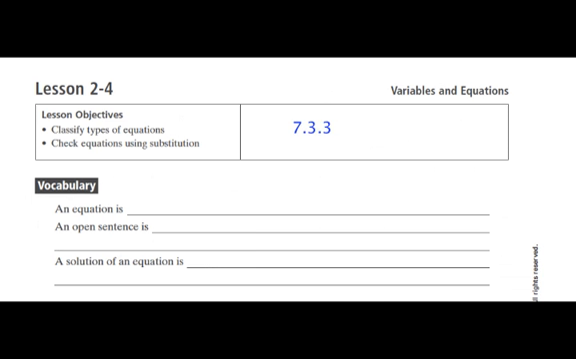Today's lesson is lesson 2.4, variables and equations. We're going to be classifying types of equations and checking equations using substitution. Our Indiana Academic Standard is 7.3.3. Now let's get some vocabulary done.